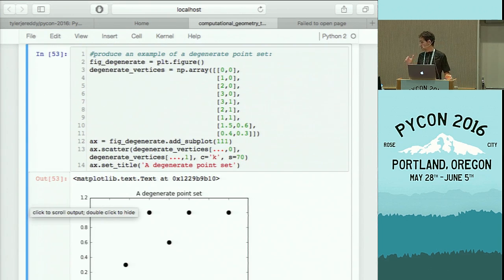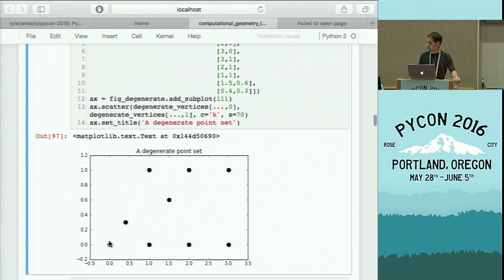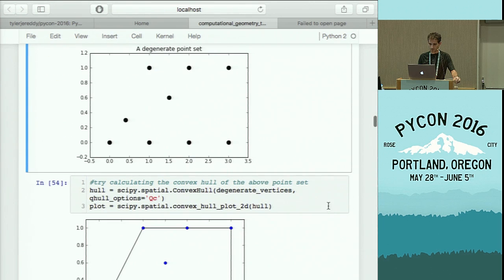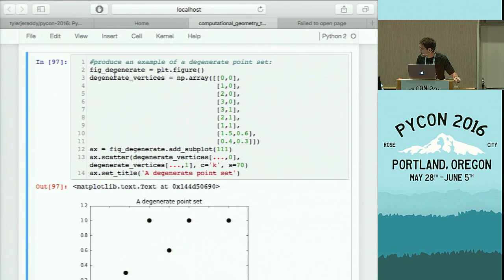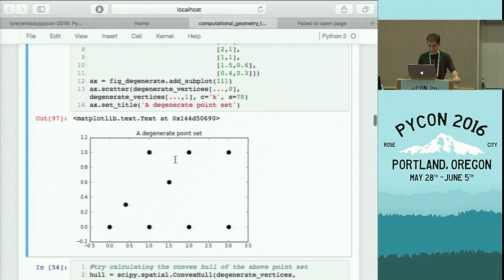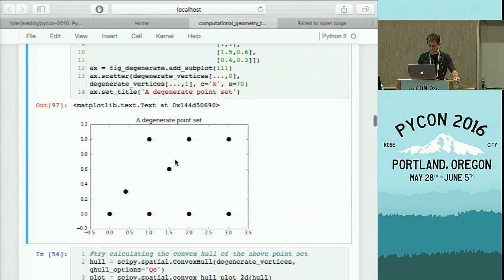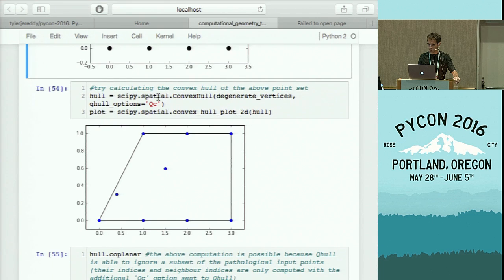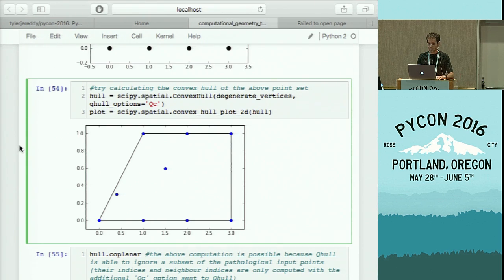So I'd actually planned to show you an example of scipy.spatial.ConvexHull failing with a degenerate data set. And this is what it looks like. I've got collinear points at the bottom here, collinear points at the top. I actually thought this would fail when I fed it in. I've just defined this as the degenerate vertices variable. So let's try to feed this into ConvexHull: scipy.spatial.ConvexHull, degenerate vertices. I'll tell you about this extra option I fed in here shortly. And then we'll plot it again.